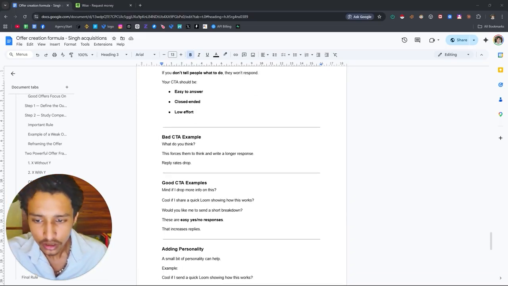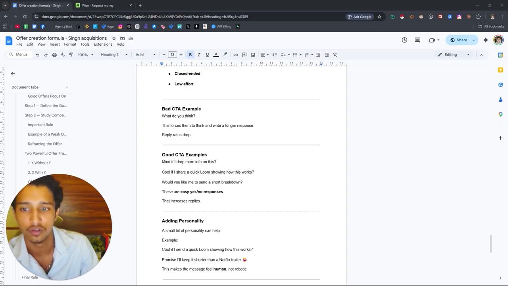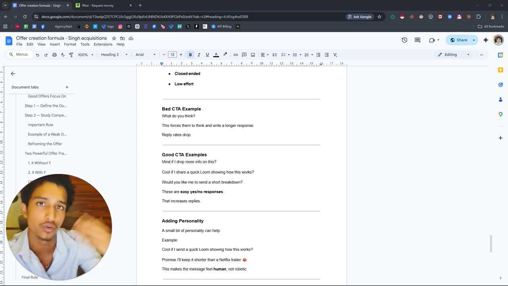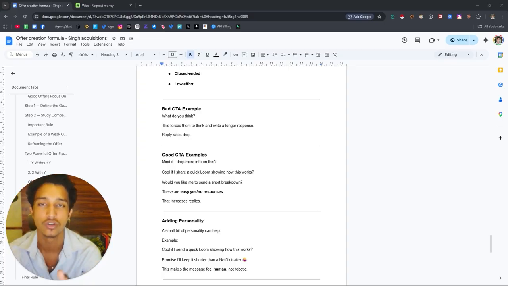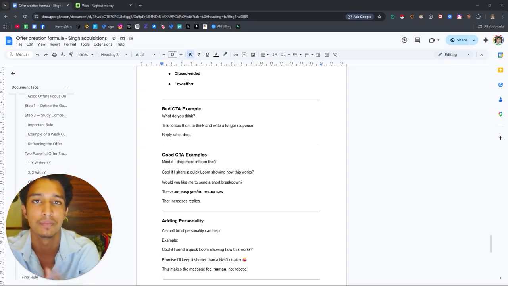Very simple. So there are also a lot of bad CTA examples, good CTA examples. You can pause the video and you can read. If I read all of that, it's going to be pretty big. But you understand the idea, and you can read all of these things, and you can understand different examples, right?